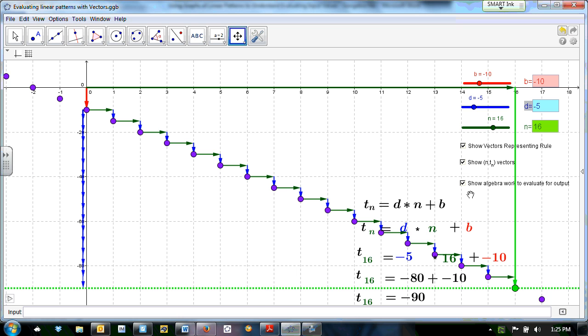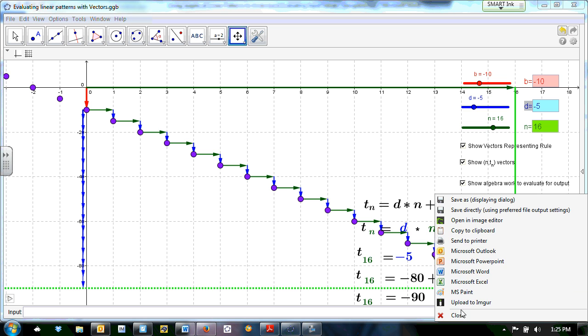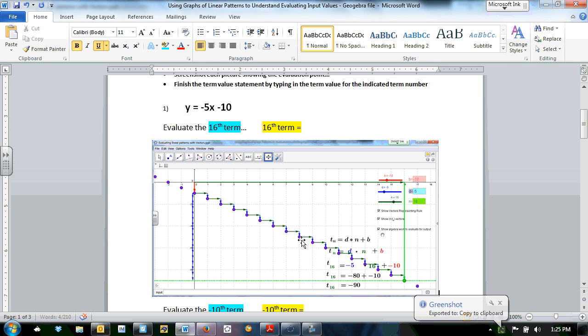So when I hit print screen, I have to actually capture the screen. But the kids don't have that. So when they hit print screen, nothing happens, but it saves the picture to the clipboard. So that's what I just did. So for number one, where it says paste screenshot here, I'm going to highlight over it, and I'm just going to paste over top of that. So here's my screenshot of the 16th term. It's negative 90. So now I can just type in here, negative 90.